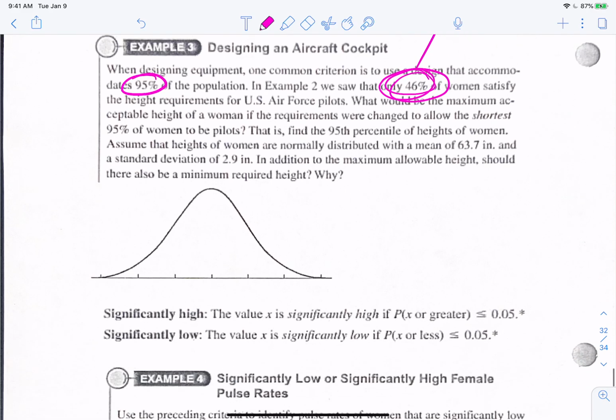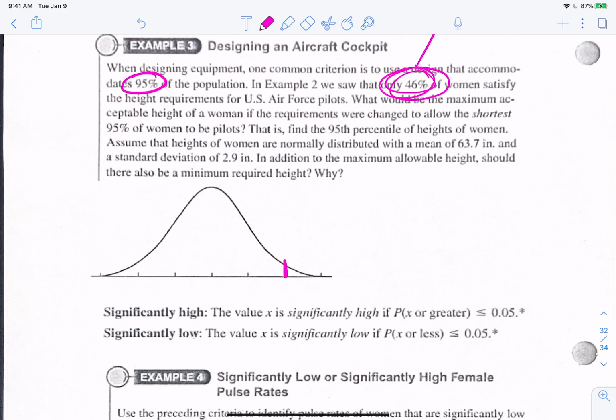Okay? So, shortest 95% means we're separating basically the 95th percentile. So here's where 0 is. 95% is from here on back, and I want to know what this z-score is.